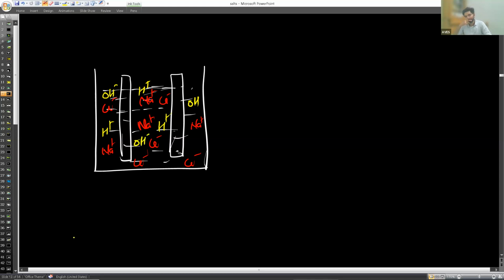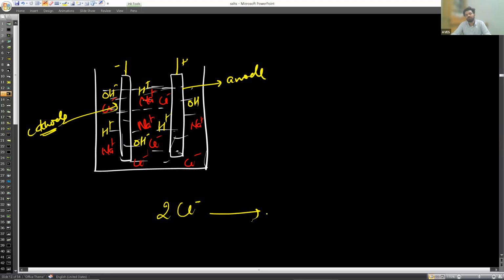So what happens here is that this rod is positively charged, the anode, and this rod is negatively charged, the cathode. At the anode, the 2 Cl minus ions will go towards the anode and lose their 2 electrons, forming chlorine gas, plus 2 electrons.